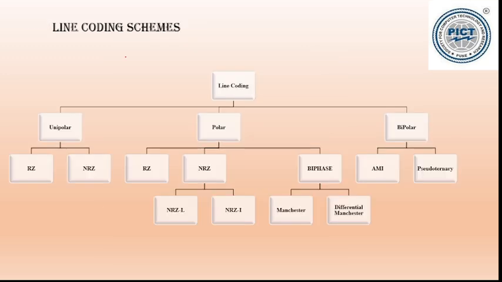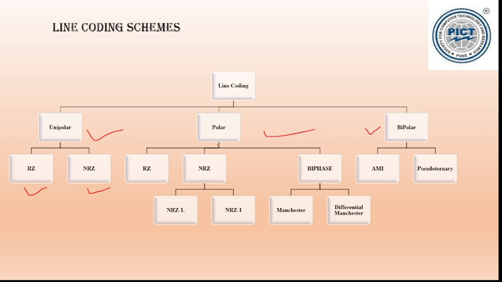Let us see the classification of the line coding scheme. Line coding is classified into basically three types: unipolar, polar and bipolar. We'll see the difference in the forthcoming slides. Unipolar is again divided into two parts. First is RZ, second is NRZ. RZ stands for return to 0, NRZ stands for non-return to 0.